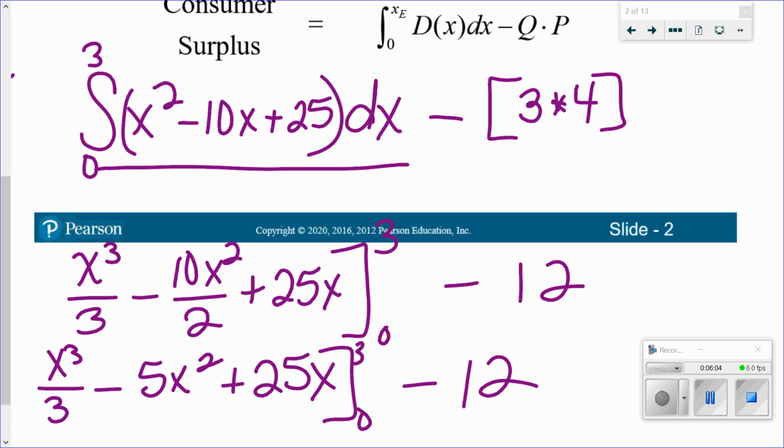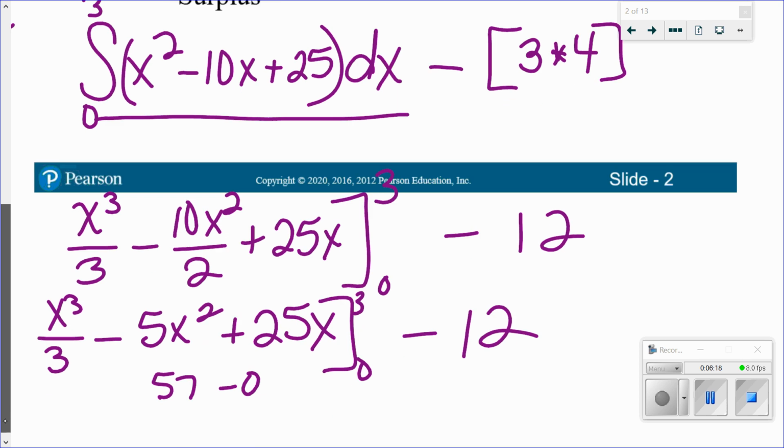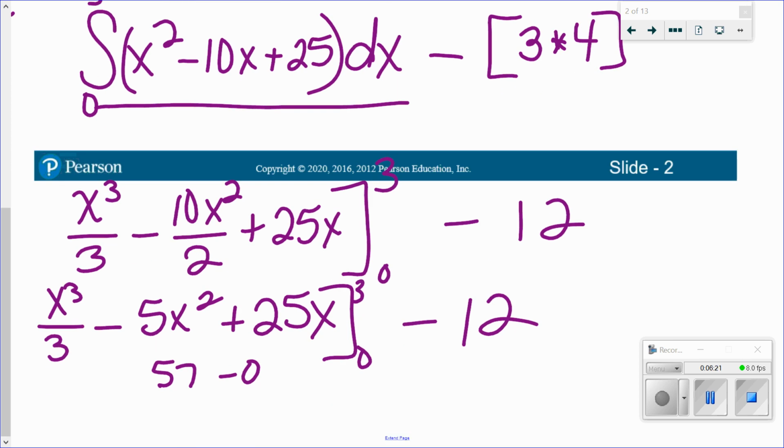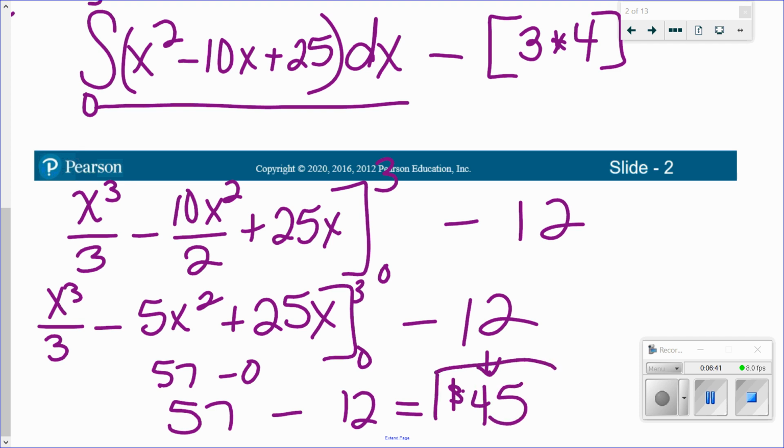Okay, and when we evaluate that at 3, we get 57. When we evaluate it at 0, we get 0. So on that end, we have 57 minus 0. So my area under the curve is 57. I'm going to subtract the rectangle that represents what we paid, which is $12. Okay, so 57 minus 12 leaves me with $45. That is my consumer's surplus.